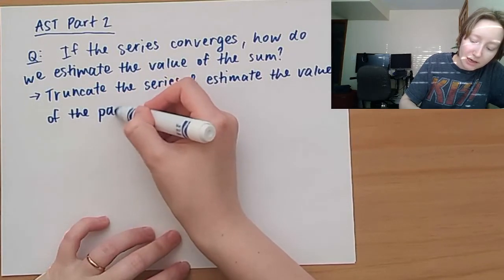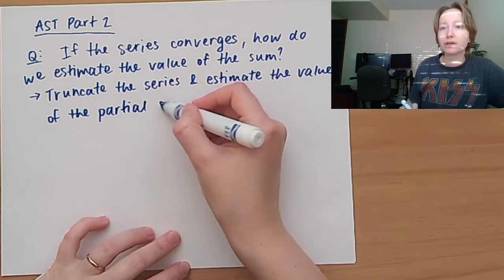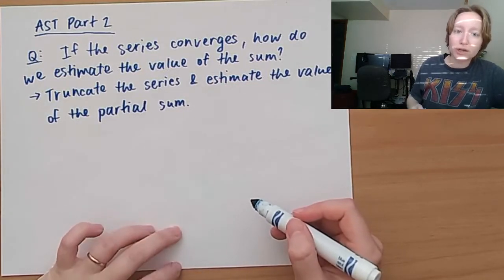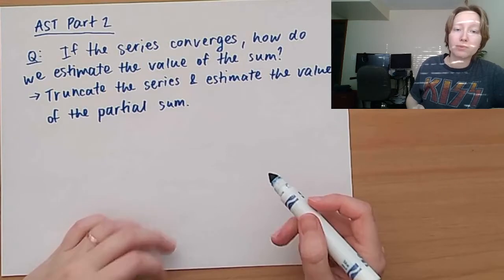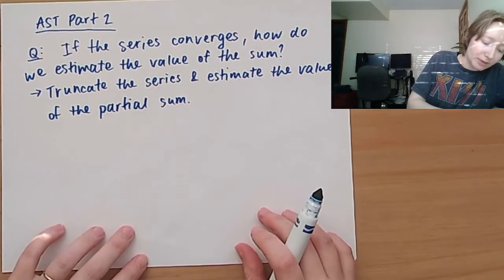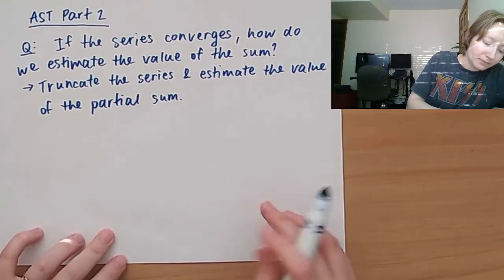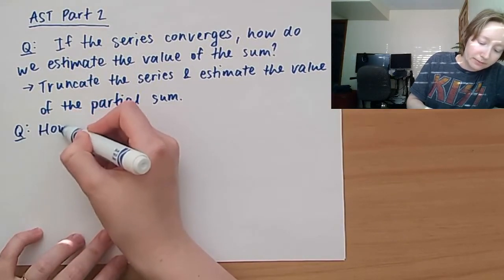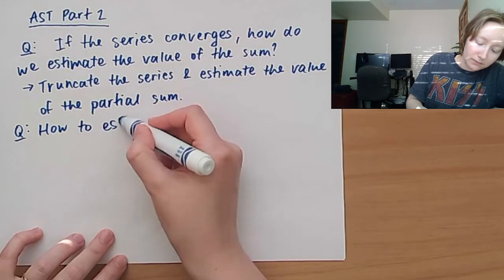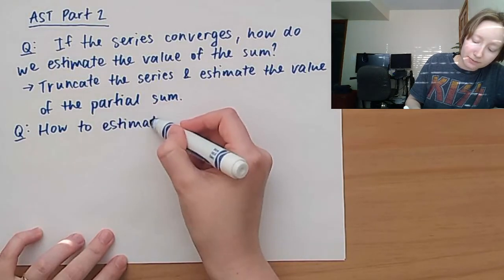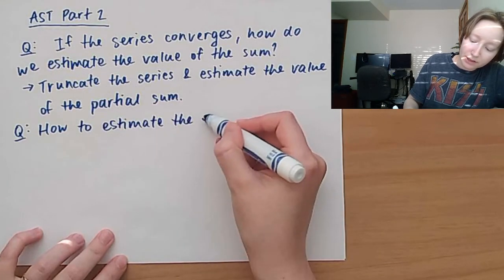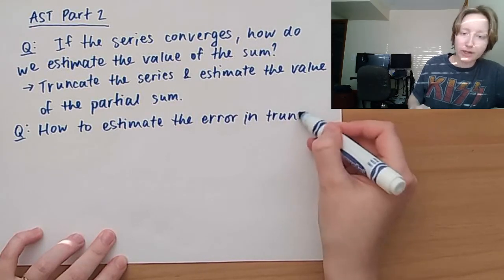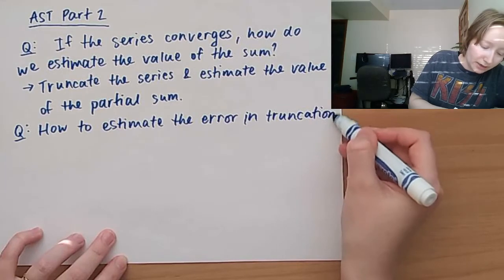So truncation means that I'm throwing some terms away, and because I'm throwing some terms away, I'm going to get that error. So the next natural question is, what is the error when I'm truncating the series? How do I estimate that? How to estimate the error in truncation? And so here we're specifically talking about series that are alternating. They have an alternating sign.